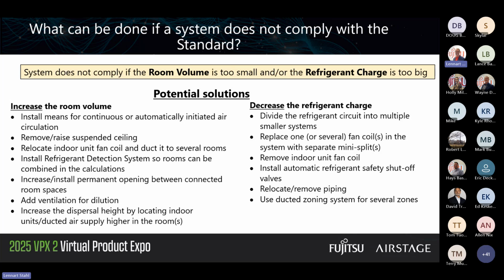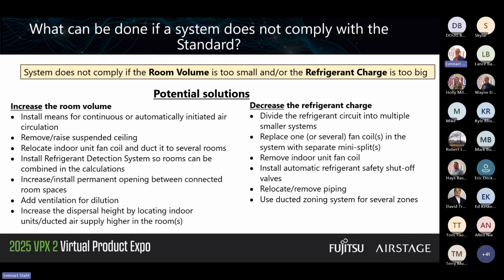Add ventilation for dilution, that's going to help you with a few pounds. We saw it can be even more than a few pounds. And also increase the dispersal height by moving a unit higher up. Then we're going to increase the room volume. That's kind of what we do on the left there. On the right, we can decrease the refrigerant charge.